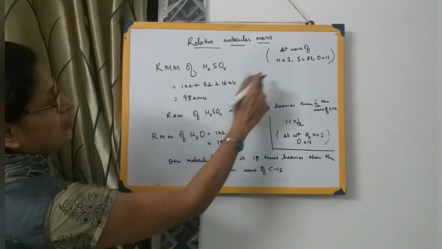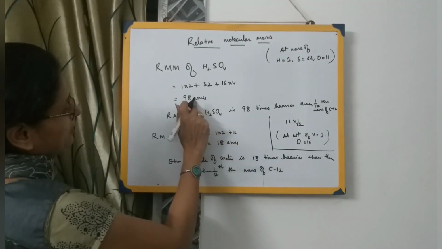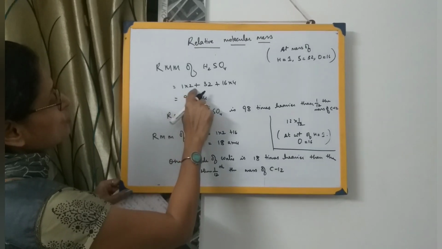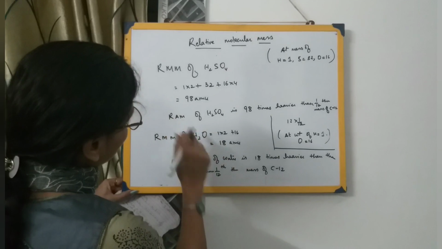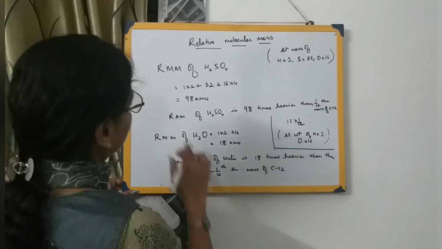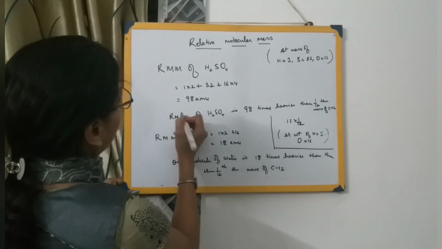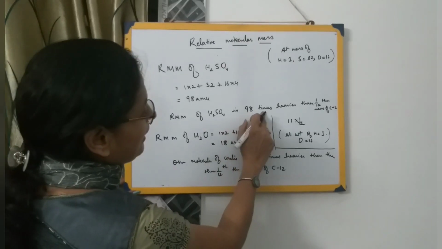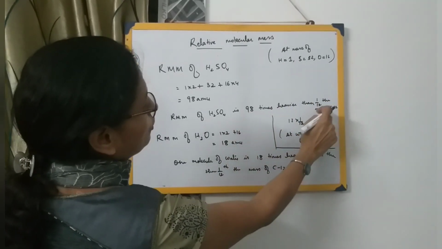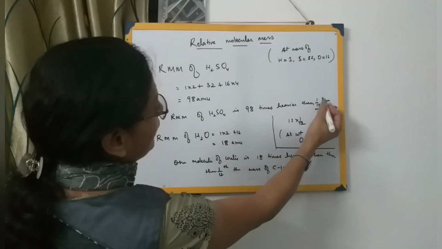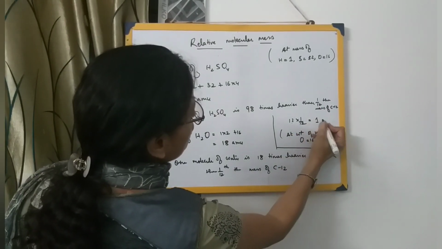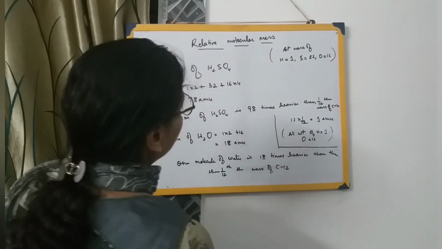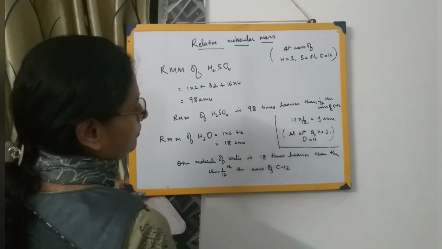So these are the atomic masses. We substitute into this and we get 1 into 2 plus 32 plus 16 into 4, we get 98 AMU. So the meaning of this is that the relative molecular mass of sulfuric acid is 98 times heavier than 1 by 12 the mass of carbon 12. Now 1 by 12 is how much? It is 12 into 1 by 12, that is equal to 1 AMU. So 98 times heavier than 1 AMU.